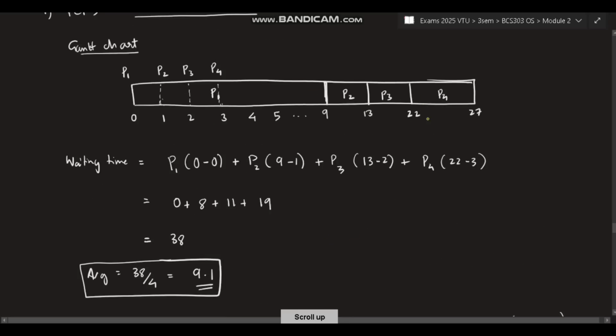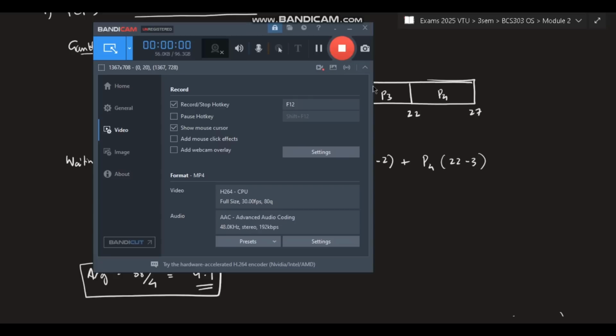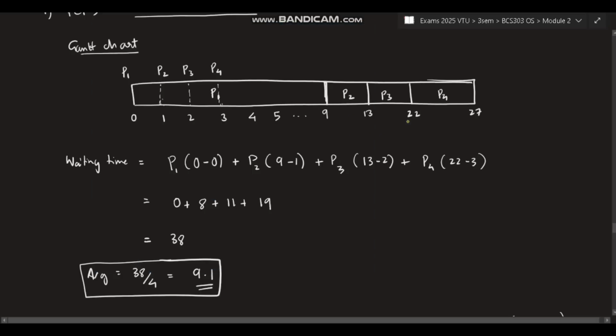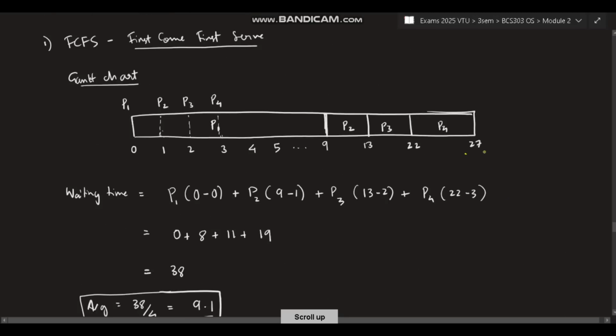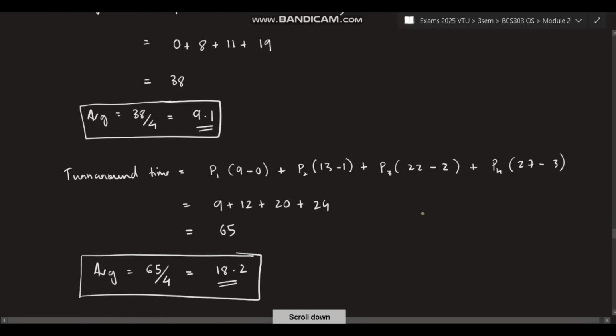Next, P3 completed at 22, and it came at 2, right? So 22 minus 2 is the turnaround time. Last is P4, completed at 27, it had come at 3. So 27 minus 3, 24. Add up all this and divide by 4, you'll get the average turnaround time. Okay, the average waiting time is 9.1. Average turnaround time is 18.2.